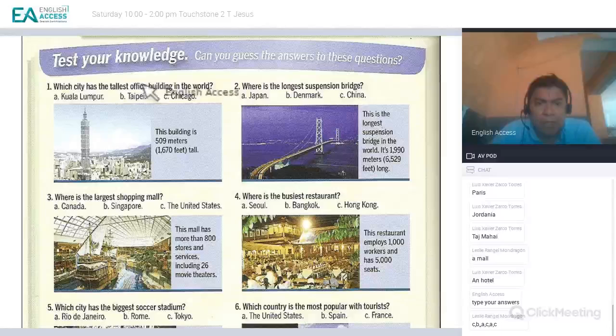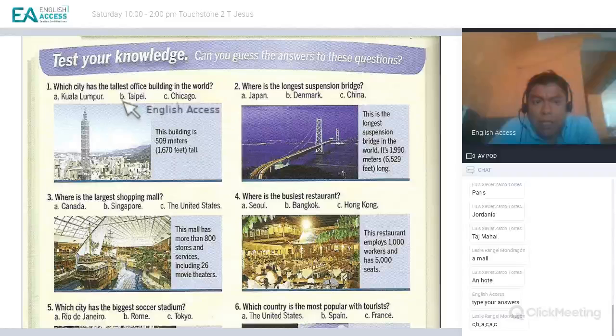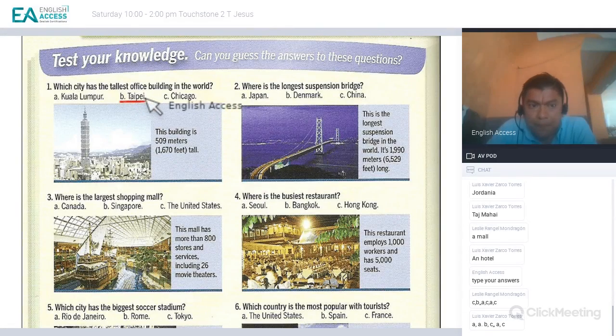Actually, which city has the tallest office building in the world? You can check your Google. Let's see. Which city has the tallest office building in the world? It used to be Taipei, but not anymore. Okay. Now, the tallest office building in the world is in Dubai.